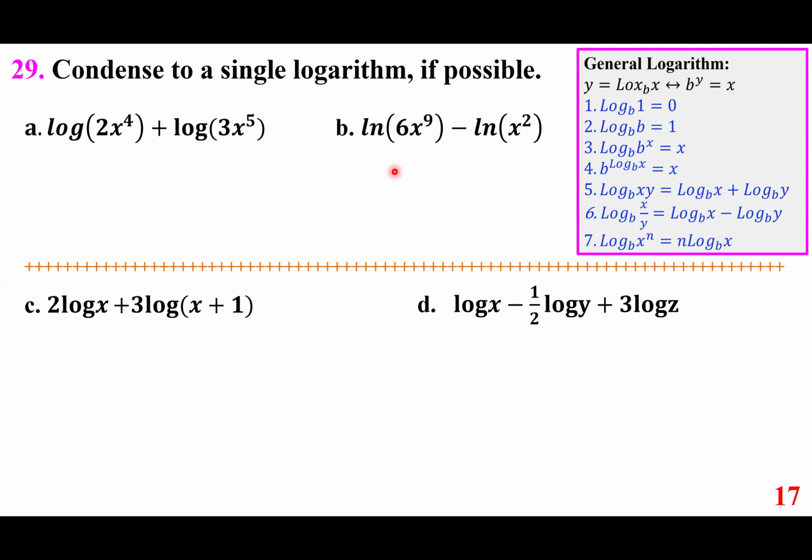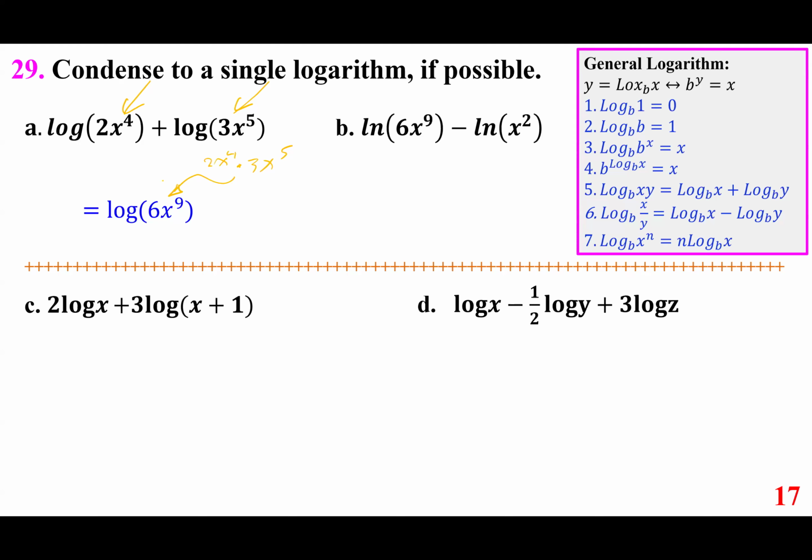So for example, this one, we are following this number 5, the product rule from right to left. So all you have to do, multiply these two, everybody. Multiply this by this, and it becomes log of 6x to the power of 9. So when you multiply 2x to the power of 4 by 3x to the power of 5, you see this.